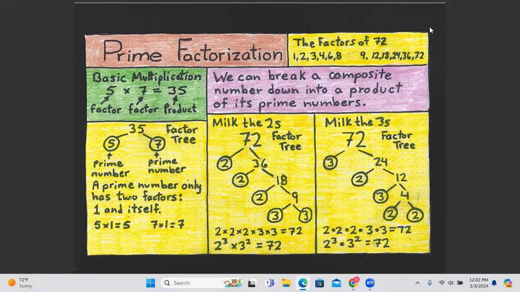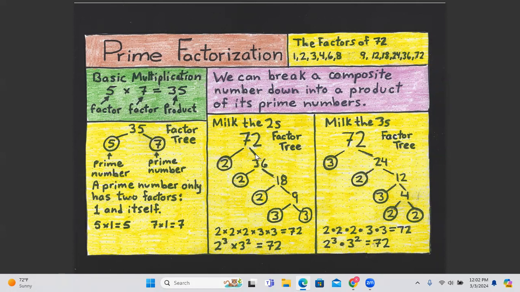This is our third video in a series of videos related to the art of prime factorization, in which we break a composite number down into the product of its prime factors or prime numbers. Now let's take a look at our example right here, in which we have 5 times 7 equals 35. 5 is a factor, 7 is a factor, which multiplies to a product equaling 35. And 5 and 7 just so happen to be prime numbers. A prime number is a number that only has two factors, one and itself.